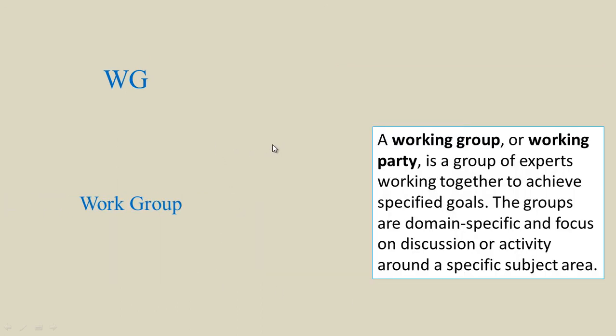WG, Work Group. A working group or working party is a group of experts working together to achieve specified goals. The groups are domain specific and focus on discussion or activity around a specific subject area.